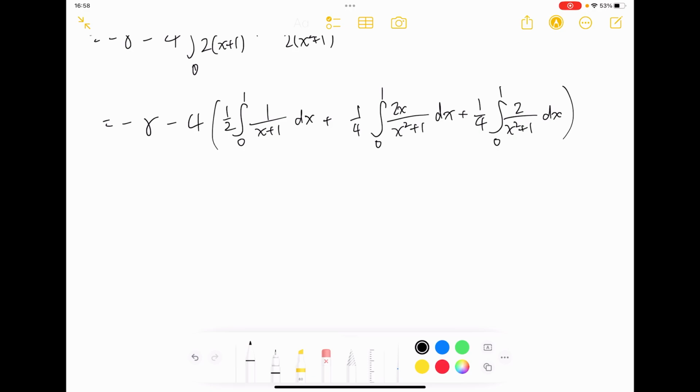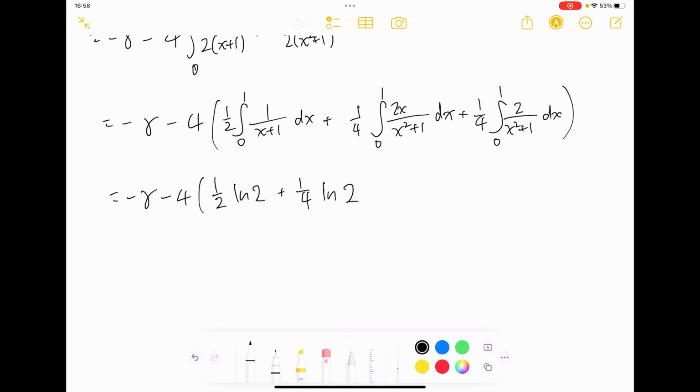Now, integrating all of this, the first integral is a half times natural log of x plus 1, evaluated from 0 to 1. Plugging in 0 gets us natural log of 1, which is 0. Plugging in 1 gets us natural log of 2. Plus a quarter times natural log of x squared plus 1, evaluated from 0 to 1, which, again, plugging in 0 gets us 0, and plugging in 1 gets us natural log of 2.